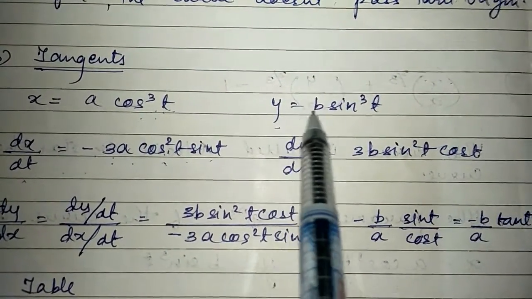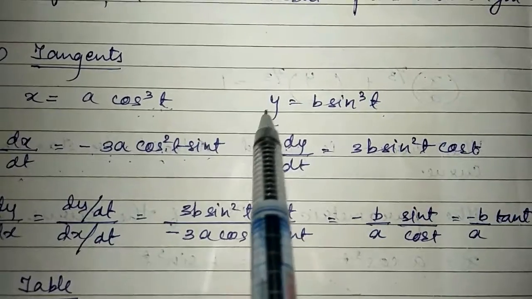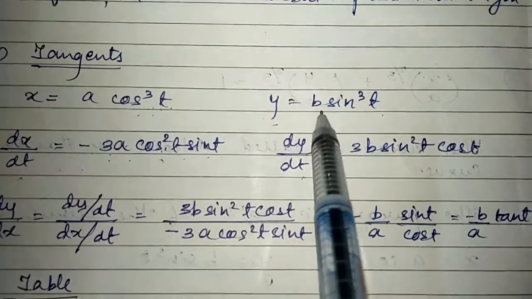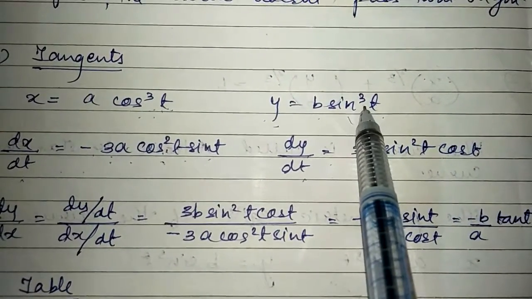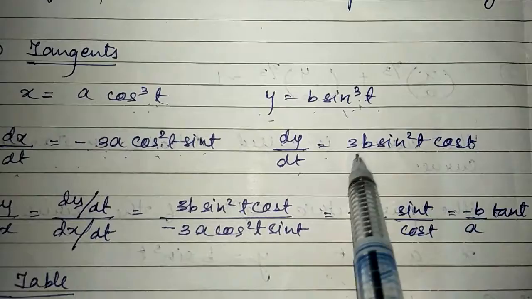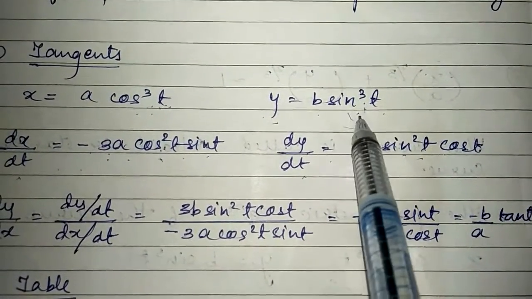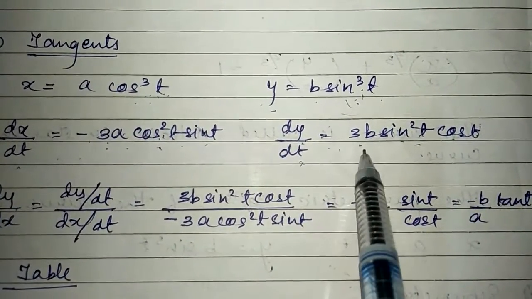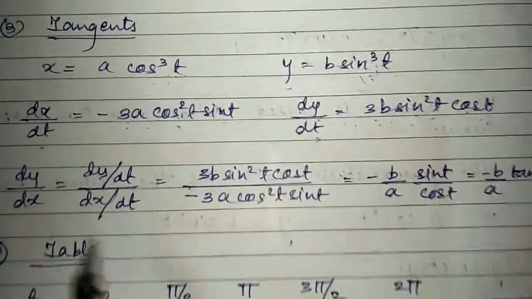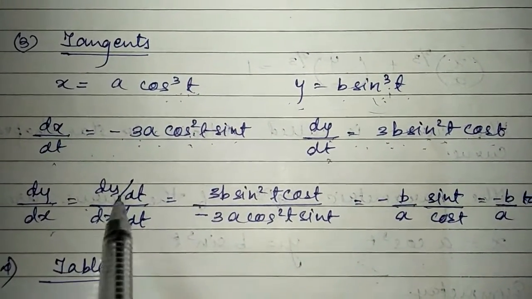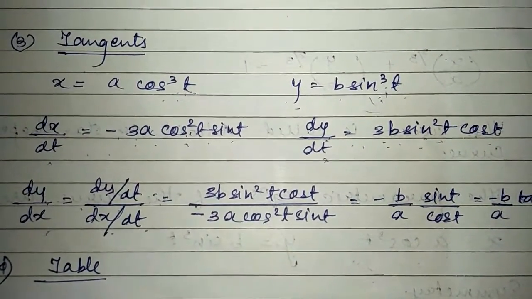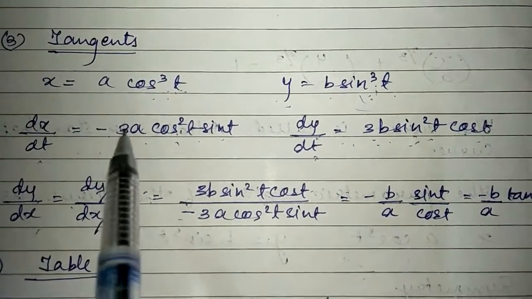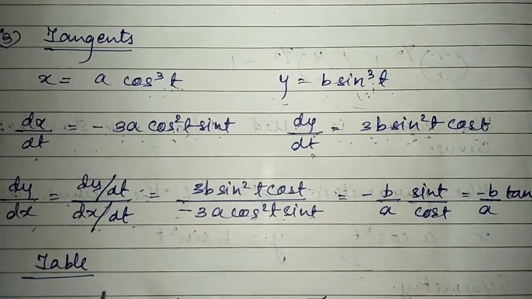Now for y = b sin³t, we will differentiate y with respect to t. So dy/dt is b as it is. The derivative of sin³t will be 3 sin²t, and derivative of sin t will be cos t. So for dy/dt we have 3b sin²t cos t. So dy/dx will be (dy/dt) upon (dx/dt). So it is 3b sin²t cos t upon minus 3a cos²t sin t.